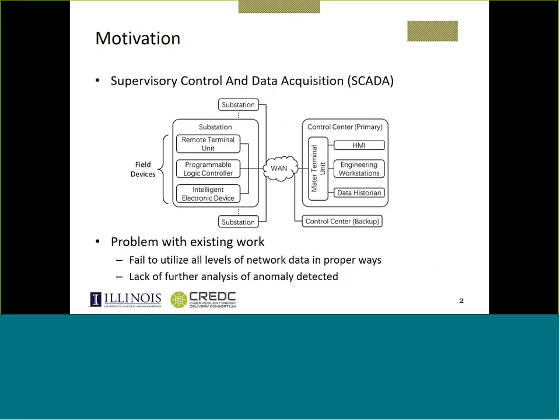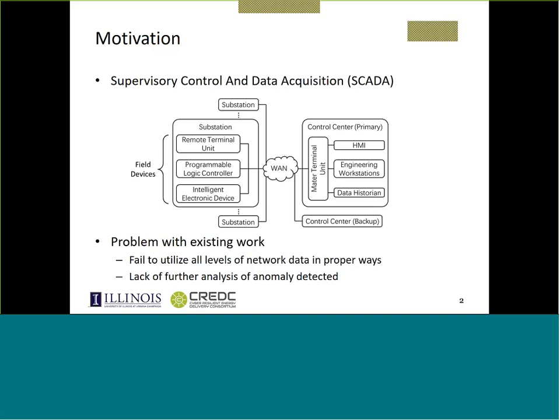So a SCADA system is a common industrial control system, which is used to collect data from sensors located at remote sites and to issue commands from a central site for control purposes. The major components in SCADA system include the master terminal units in the control centers and the field devices in the remote substations, and also the communication networks which connect them.